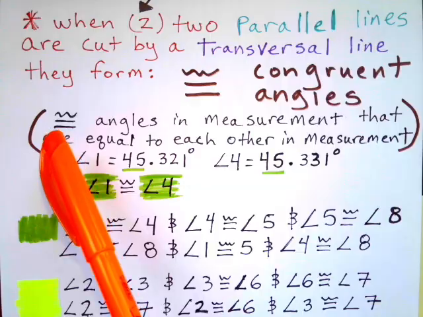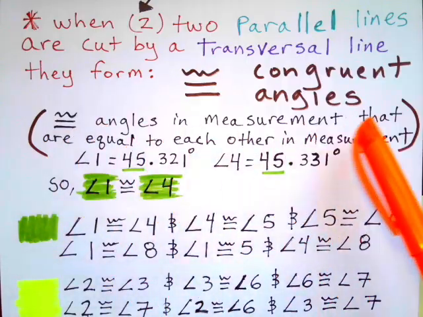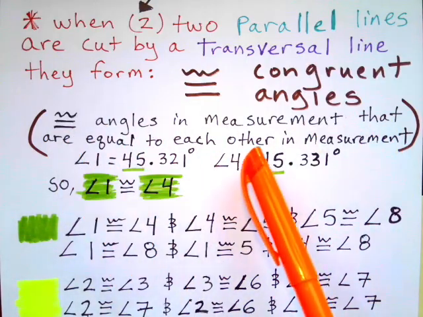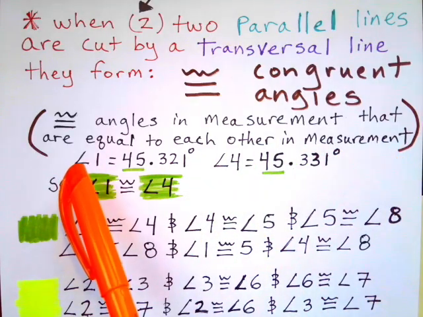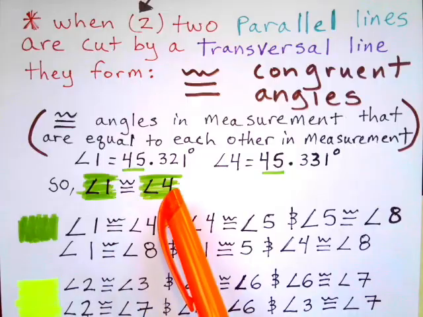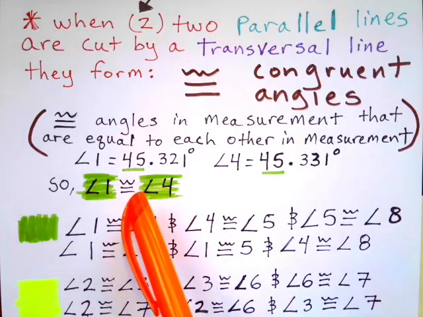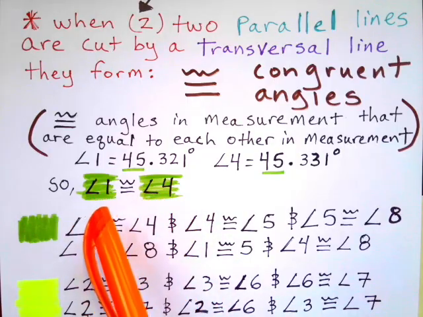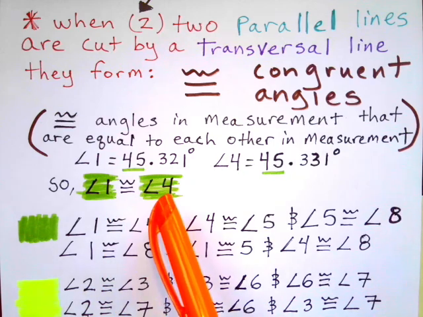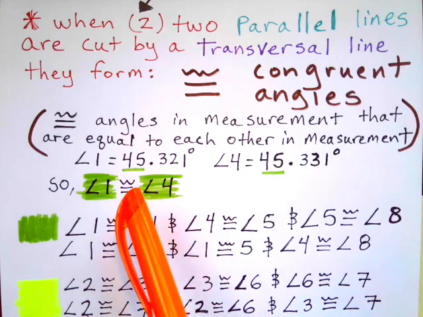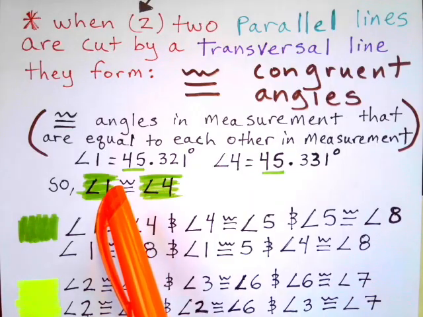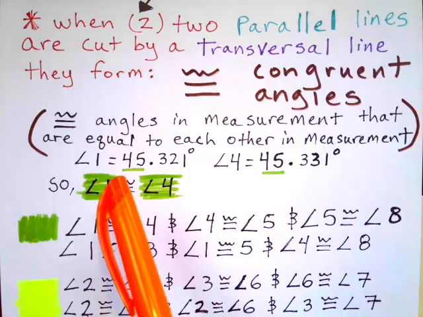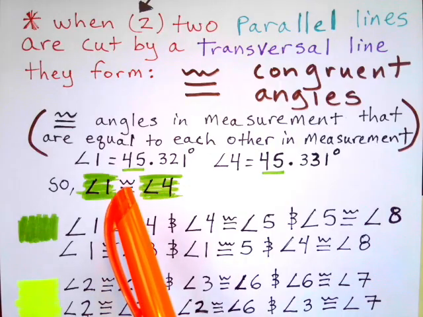So here's the example, right? Congruent angles are equal to each other in measurement. For example, angle 1 is congruent to angle 4, right? And what do I mean by congruency? It's not exactly equal. There's a little equal sign in the symbol, but the little wavy part above means it's almost equal, but not quite. We call that congruency in measurement.